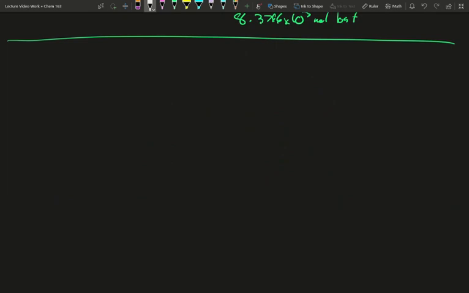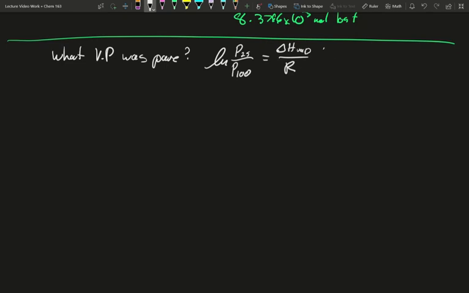Well, we're also talking about changing the vapor pressure. That's the whole reason our moles are decreasing. So what vapor pressure were we working with? What was our original vapor pressure? Remember that if you've got a vapor pressure, we can use the equation that the natural log of the vapor pressure at whatever temp divided by the vapor pressure at another temp must equal the delta H of vaporization over R times the differences in the temperatures.